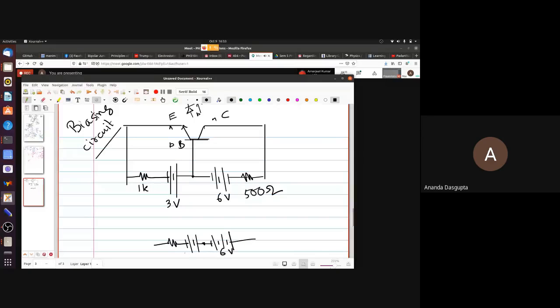so 6 volt, 3 volts, wait a minute, I think I've got this wrong. I drew it wrong.